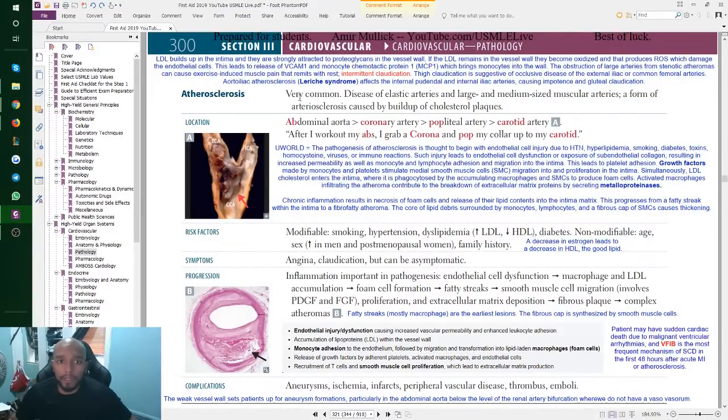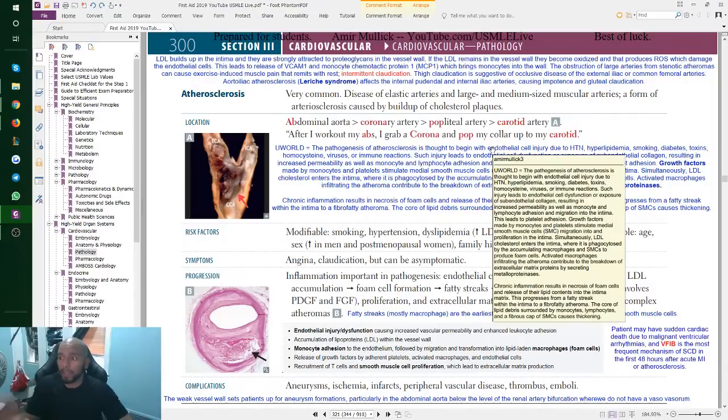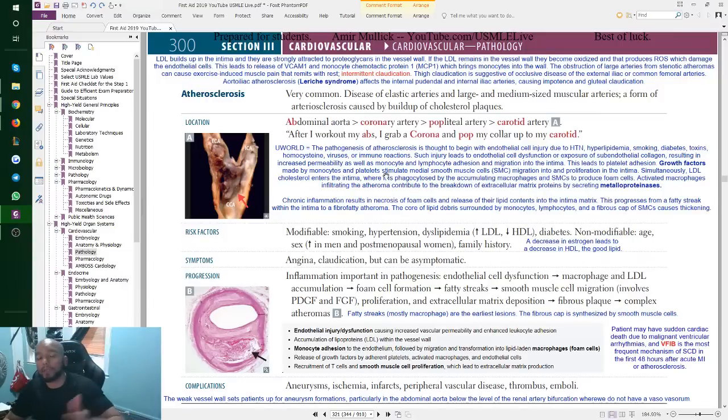So atherosclerosis, very common, of course, and very high yield for your test. Disease of elastic arteries and large and medium-sized muscular arteries, a form of arteriosclerosis caused by buildup of cholesterol plaques. Right, and arteriosclerosis was usually due to diabetes or hypertension. Now you have plaques building up in there too.